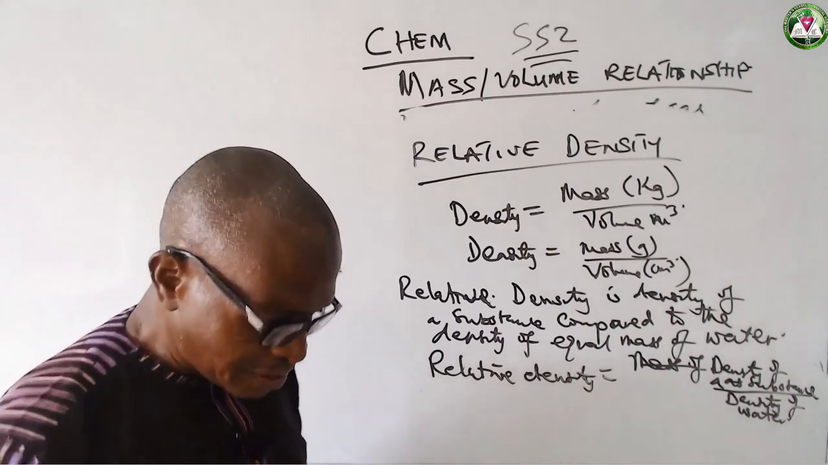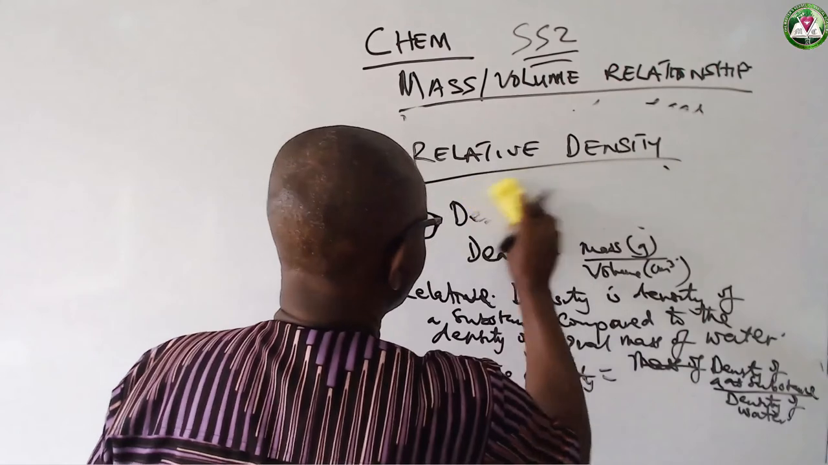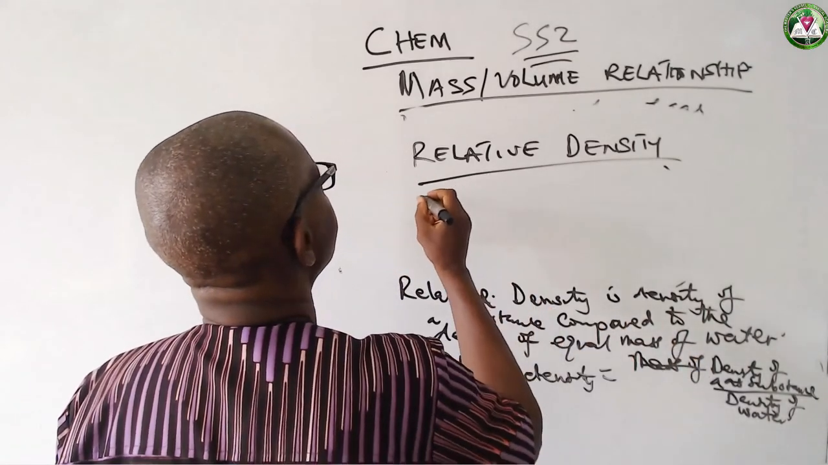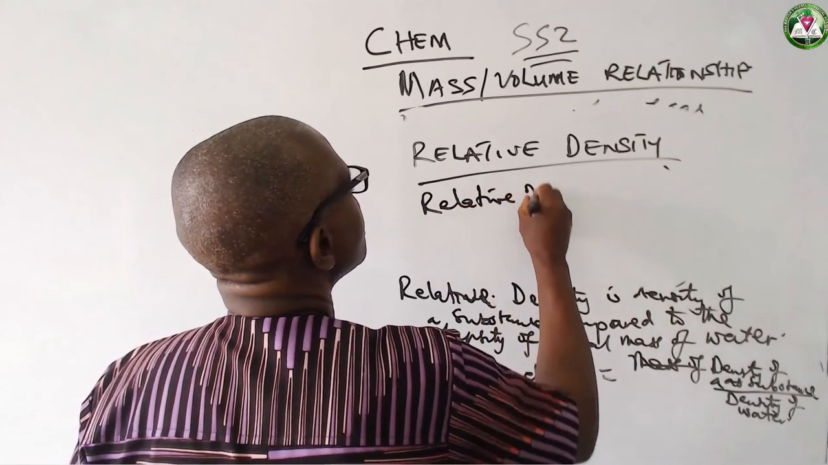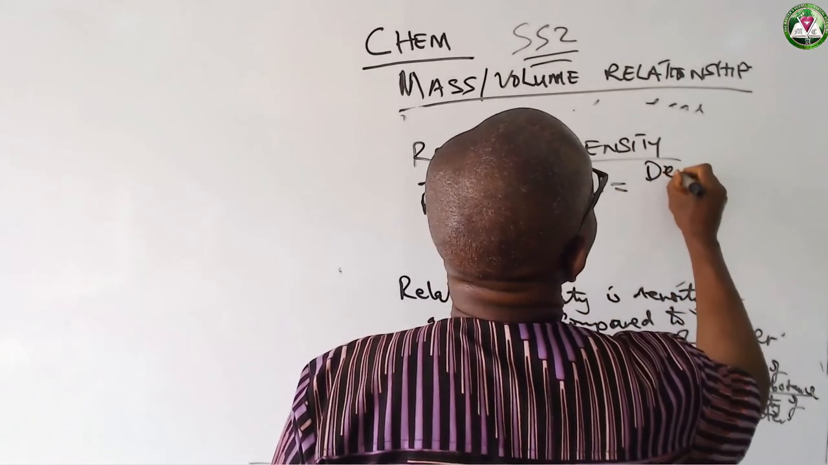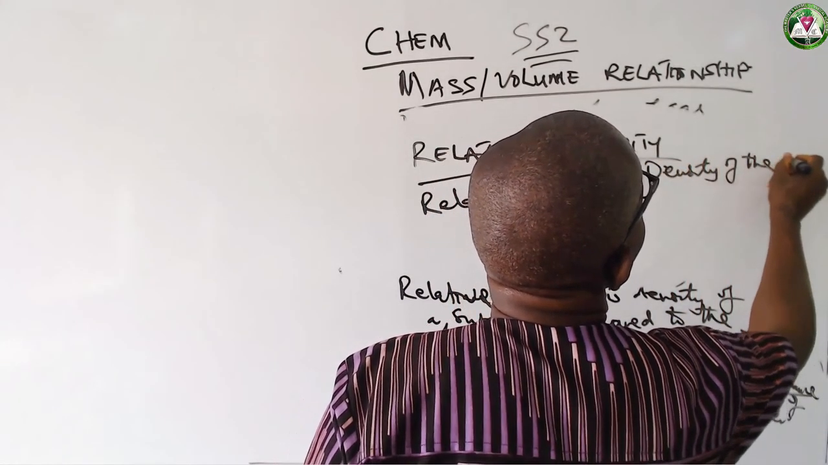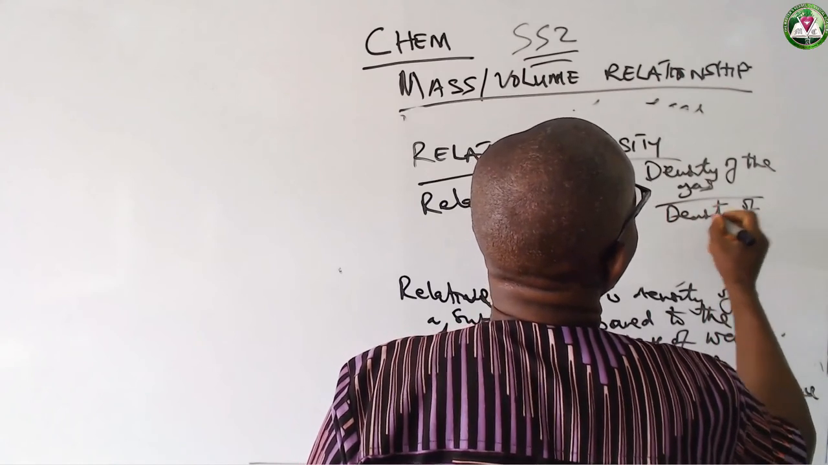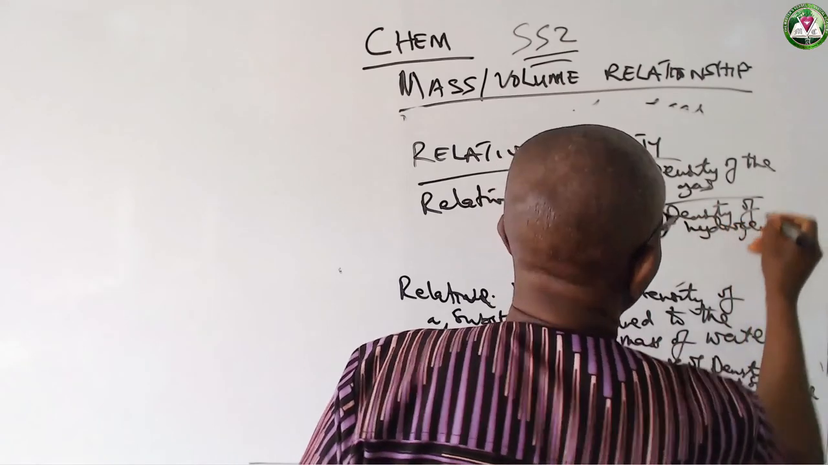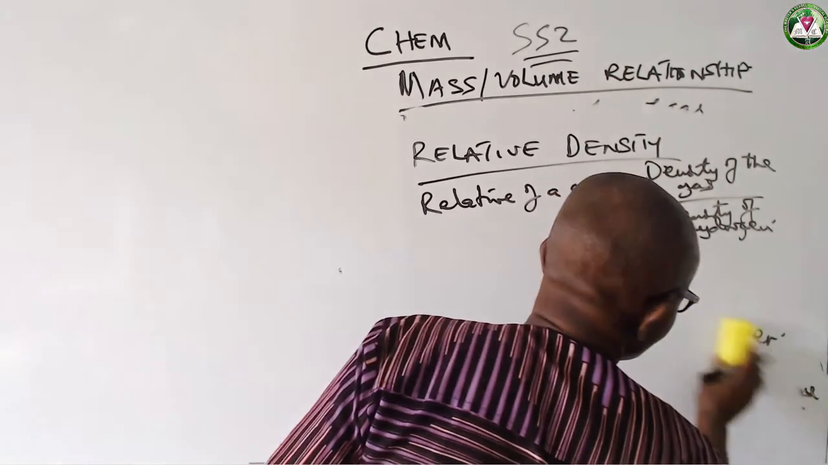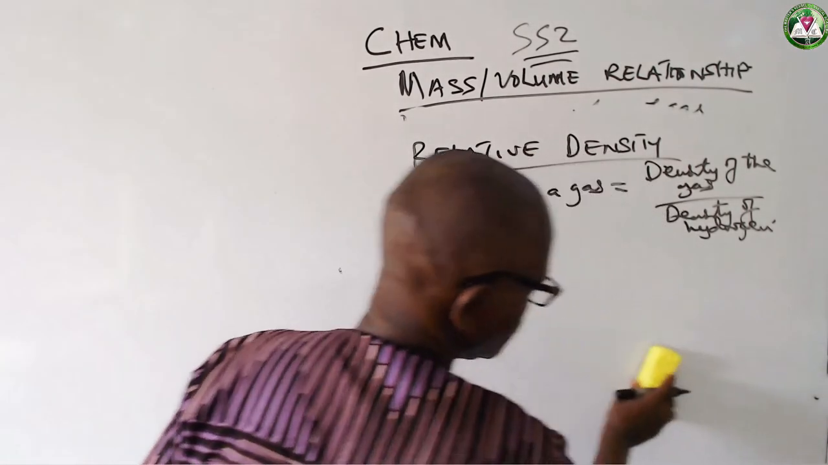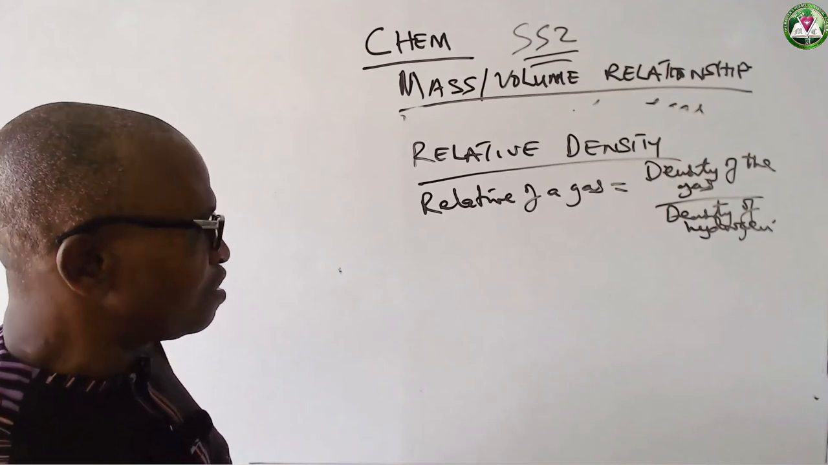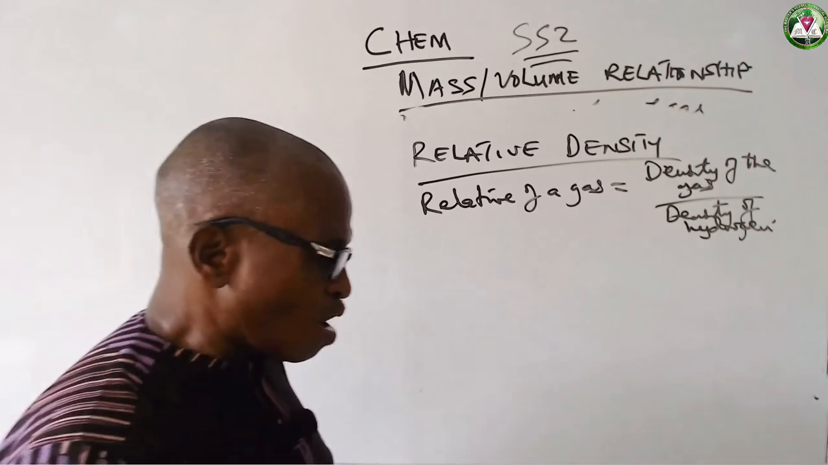When you are dealing with gases, the relative density becomes this. You don't use water as a reference, because that one is mainly for liquid. If it's gas, the relative density of a gas is equal to the density of the gas divided by the density of hydrogen. Depending on what you are given, you know how to apply it. If it's liquid or solid, you use the density of the substance divided by the density of an equal mass of water.